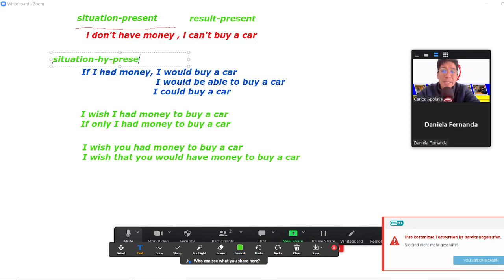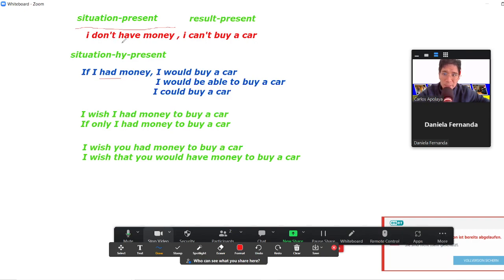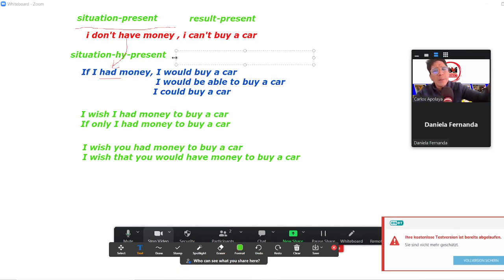En el presente. Está en el presente, pero la estructura, ¿en qué está? In the past. ¿Te das cuenta que cuando tu situación está en el presente, tu situación hipotética va a estar en el pasado? Yes. Y tu result, me compraría un carro, que también es hipotético, es irreal, ¿cierto? También está en el pasado, no en el presente.